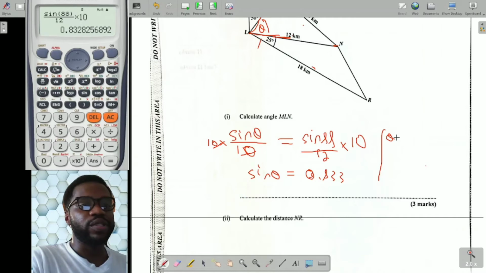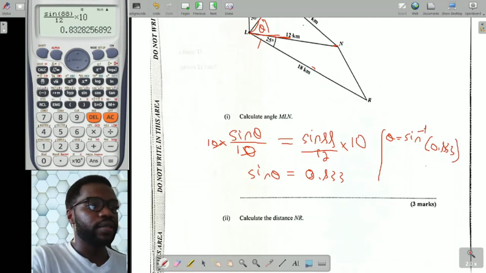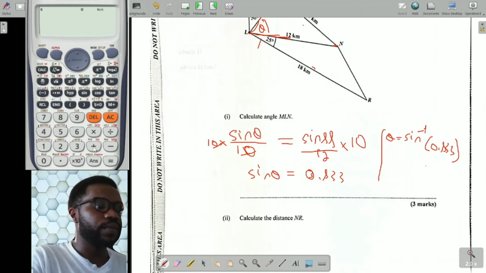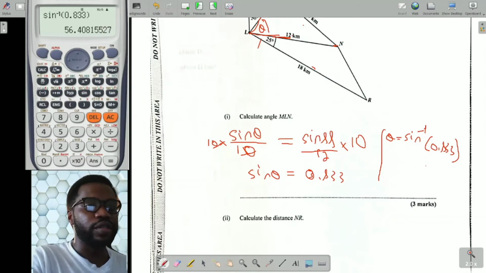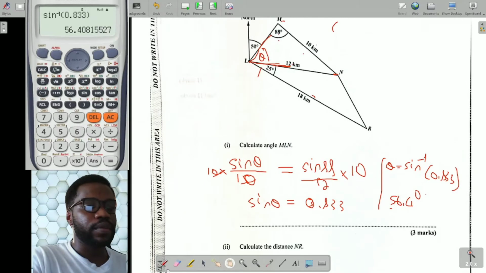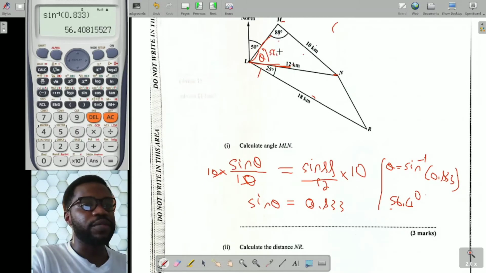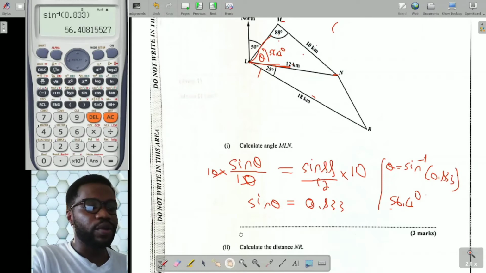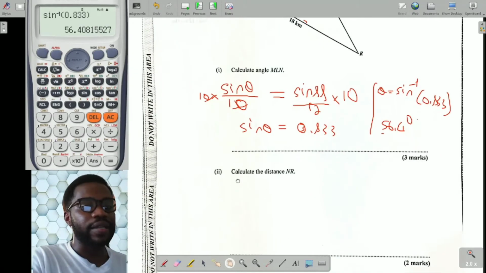So to get theta, I'm going to have to get rid of the sine, so I use the sine inverse of 0.833. Let's pull up my calculator here. Shift sine, so that's how we get the sine inverse. 0.833, you close the bracket, you press equal. That's 56.4 degrees. Do not leave off the degree sign. Now let me go back up. I'm going to write there 56.4 degrees. Alright, we're good there. Calculate the distance NR.